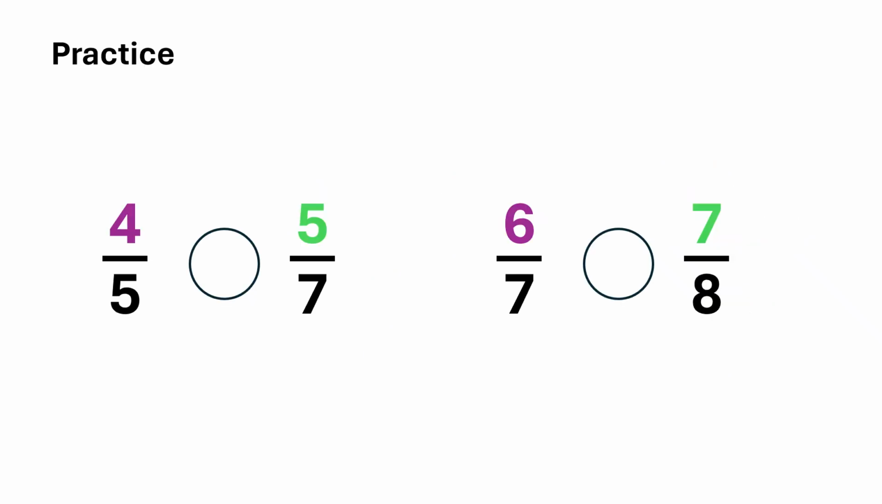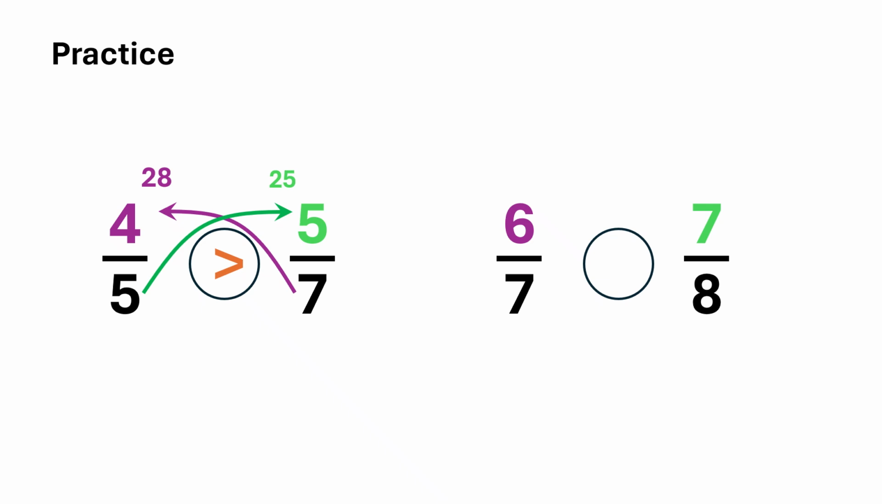Let's have some practice. First, 4/5 versus 5/7. Cross multiply. Left side, 4 times 7 equals 28. Right side, 5 times 5 equals 25. So 4/5 is greater than 5/7.